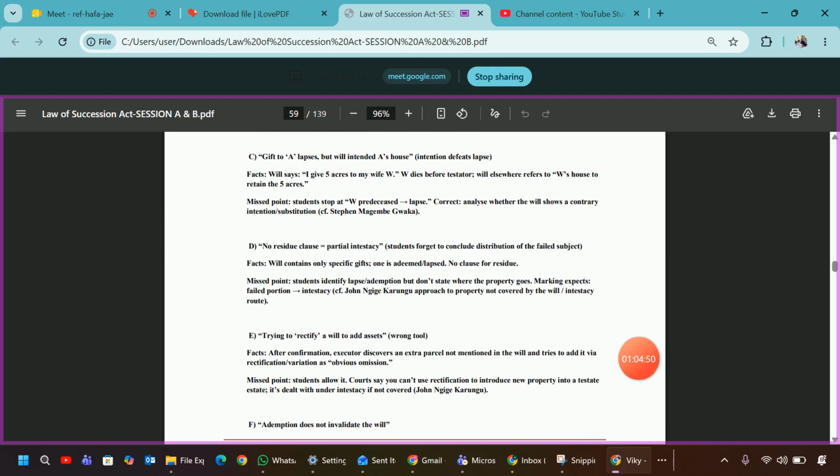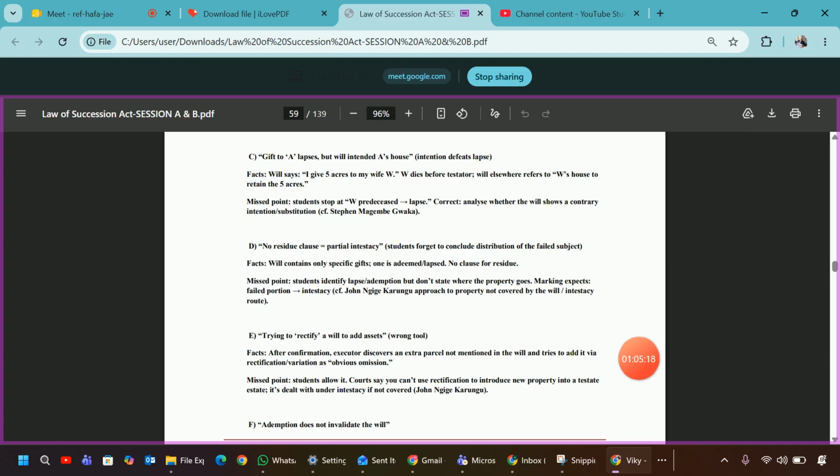Another situation is where we have no residue clause, which equals partial intestacy. Students forget to conclude the distribution of the failed subject. The facts are that a will contains only specific gifts. One is deemed a lapse, with no clause for residue. So students identify a lapse or redemption but don't state where the property goes. Marking expects that there is a failed portion, and then it goes to intestacy.